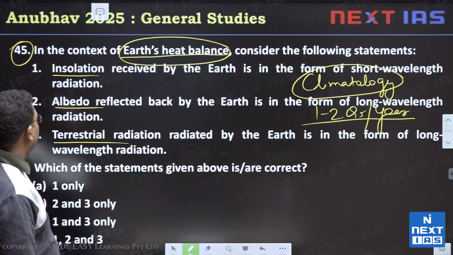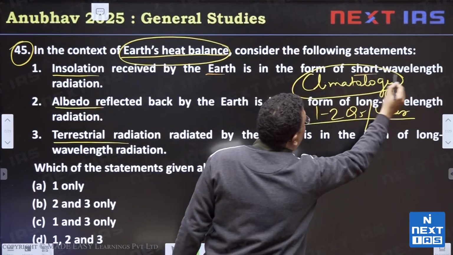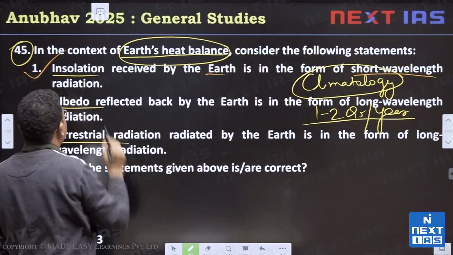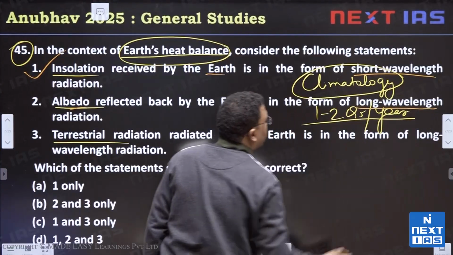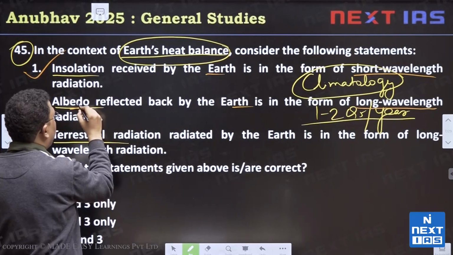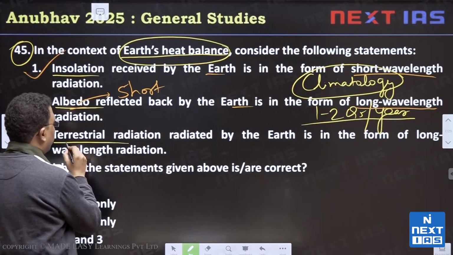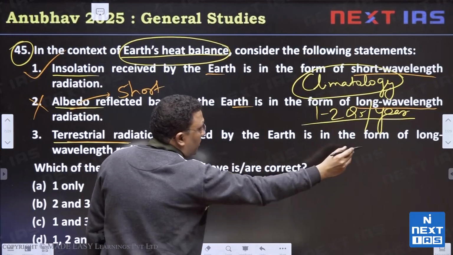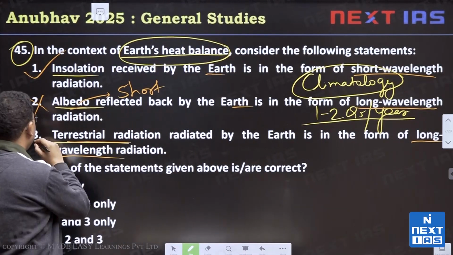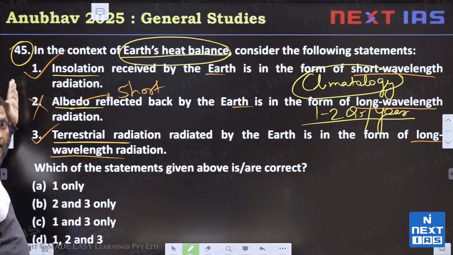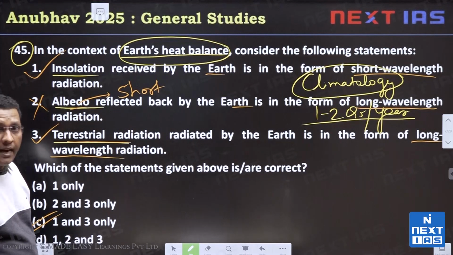Now let's come back to our question. The first statement says insolation received by the earth is in the form of short wavelength. This is correct. The second statement, albedo reflected back by the earth is in the form of long wavelength, is not correct. We just saw that albedo will be in the form of short wavelength, not long wavelength. Third statement, terrestrial radiation radiated by earth is in the form of long wavelength, right? This is correct. That means only 1 and 3 are correct. So the correct answer here will be C, 1 and 3 only, right?